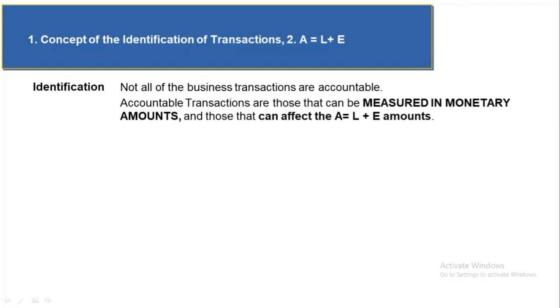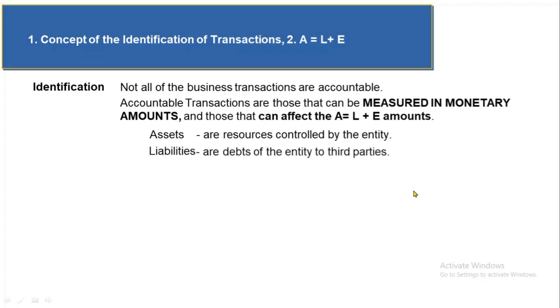So let's go to A = L + E and go back to the simple definitions of assets, liabilities, and equity. Assets are resources controlled by the entity. The entity does not need to own such assets as long as their benefits are controlled by the entity. To make it clear, let us have examples. We have cash, machinery, land, supplies, and many others. While liabilities are the amounts owed by the entity to third parties, like, for example, loans from a bank or if the entity purchased something on credit or on account.